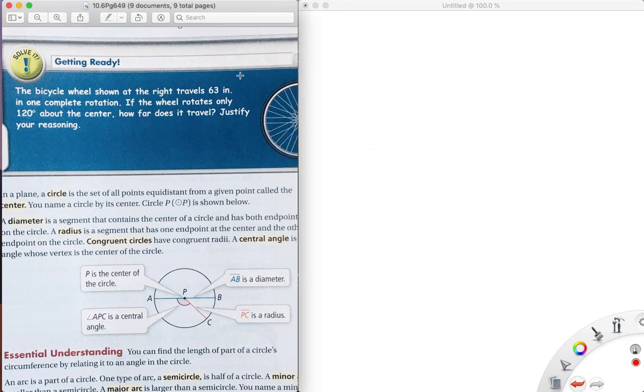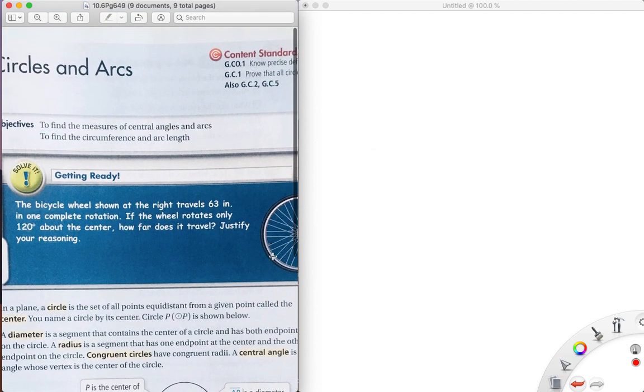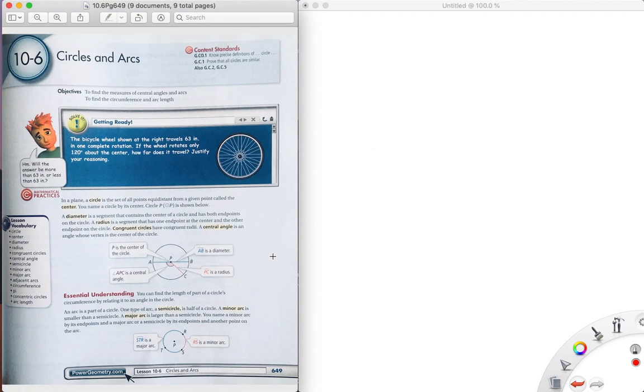Alright, hey guys. This is chapter 11, chapter 10 rather, section 6, dealing with circles and arcs. It's a very definition heavy section, and it has a proportion that you're not really going to like too much, but we'll do the best that we can.